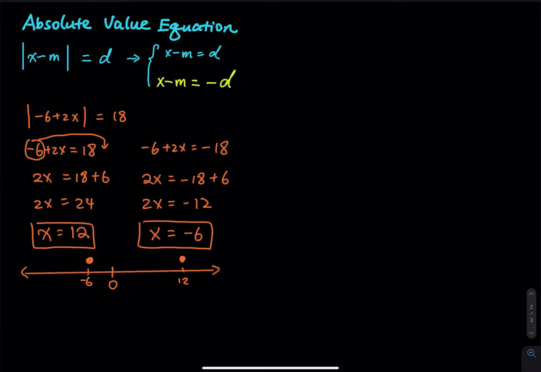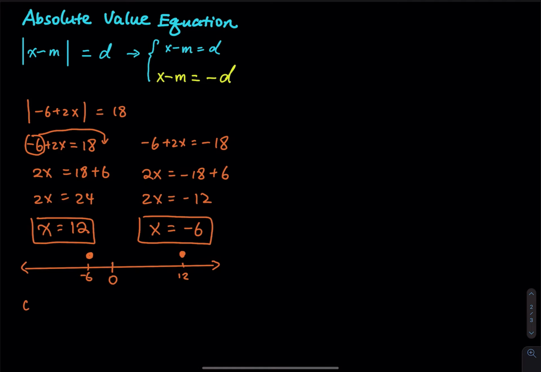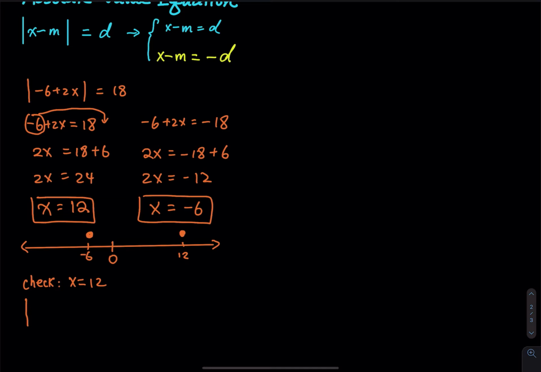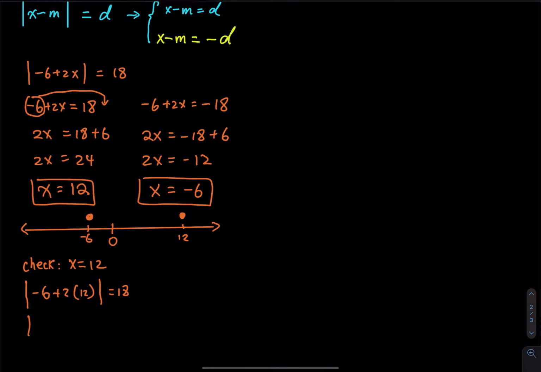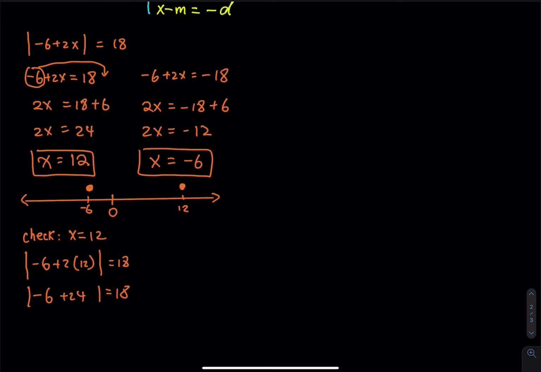So let's check our work. The first one is x equals 12, right? So we have the absolute value of negative 6 plus 2 times 12 equals 18. And then this is negative 6 plus 24 equals 18. 24 minus 6 is 18. So the absolute value of 18 is equal to 18. So the first x equals 12 is correct.